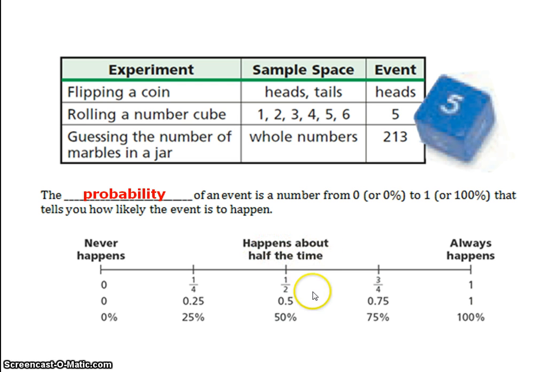Happens about half the time would be 1/2, 0.5, or 50%. Notice that the probabilities can be written as a fraction, a decimal, or a percent. Always happens is 1 or 100%. If today is Tuesday, the probability that tomorrow would be Wednesday would be 1 or 100%.